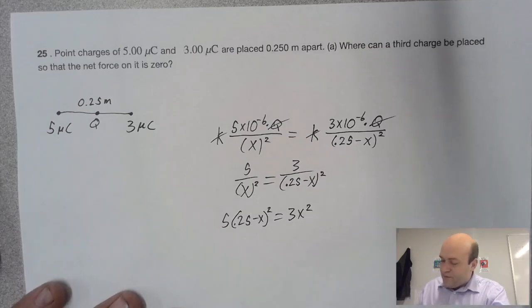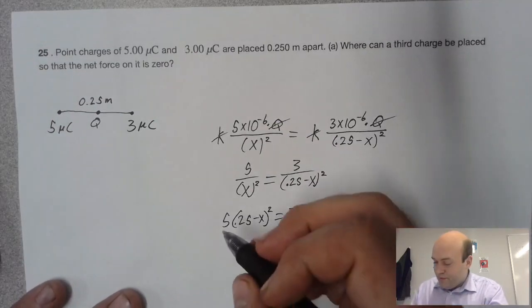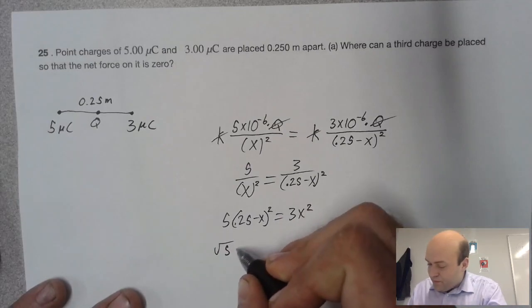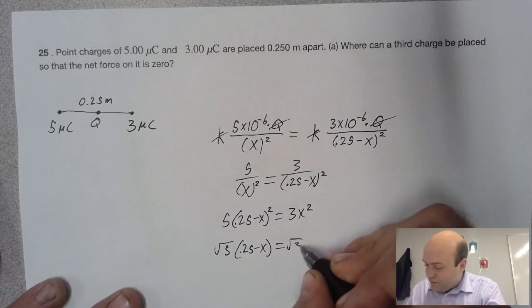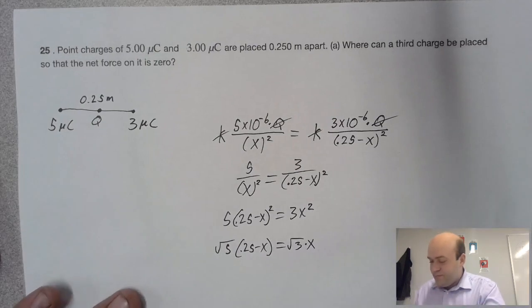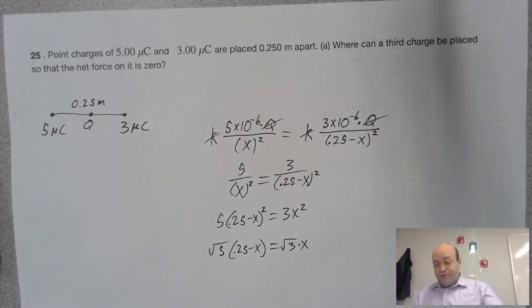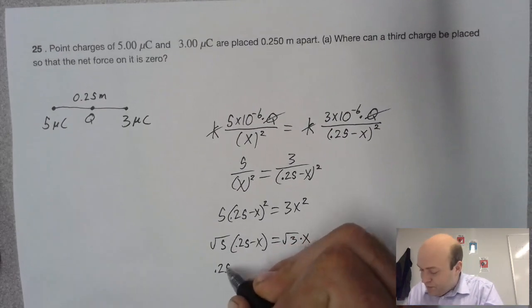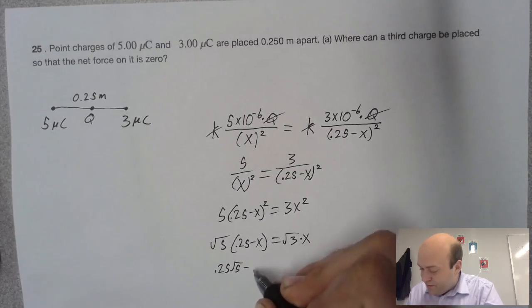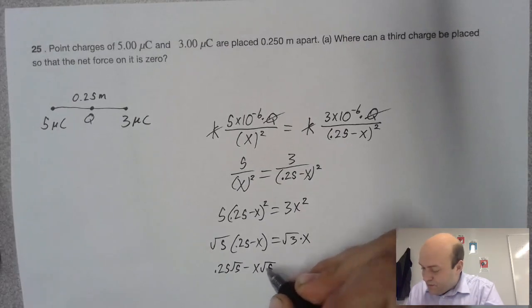Now if I want to get rid of the squared on both sides, I can take the square root of both sides. So I'll have square root of 5 times 0.25 minus x and square root of 3 times x. Okay, so we're getting a little bit closer. Now I can just distribute this square root of 5. So I'd have 0.25 square root of 5 and x times the square root of 5.